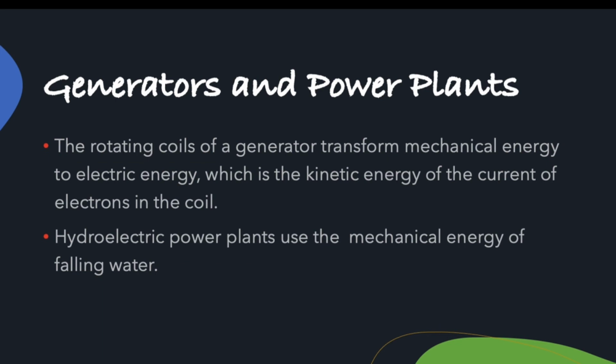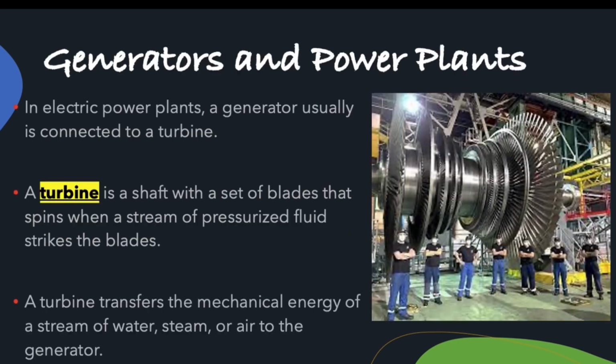Generators and power plants. The rotating coils of a generator transform mechanical energy to electric energy, which is the kinetic energy of the current of electrons in the coil. Hydroelectric power plants use the mechanical energy of flowing water. In electric power plants, a generator usually is connected to a turbine.